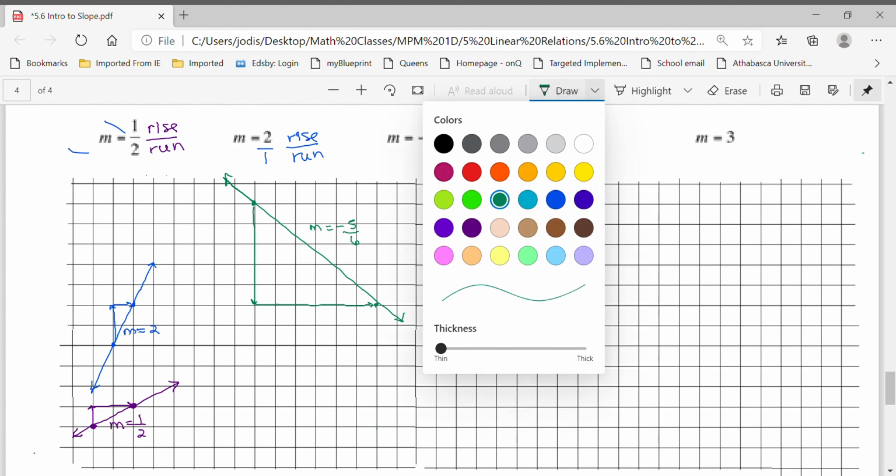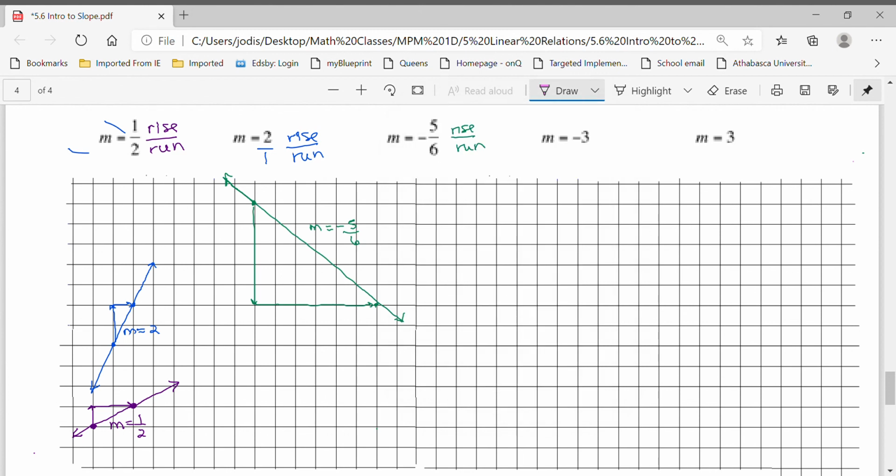Okay, let's do a color pink. So this one, my slope is -3. So we've got rise over run. And remember, -3/1. So pick a point, somewhere over here. Now my rise is -3, so we're going down 1, 2, 3, and then my run is just 1. So put my dot there. And draw your line. So this is my slope equals -3.